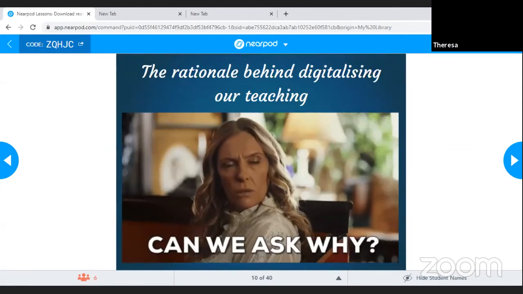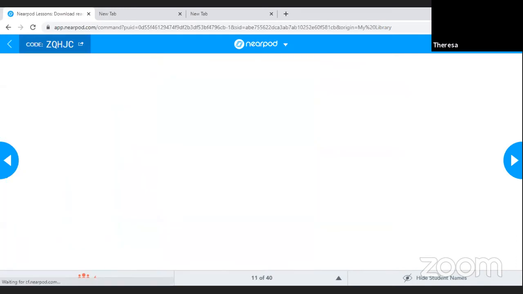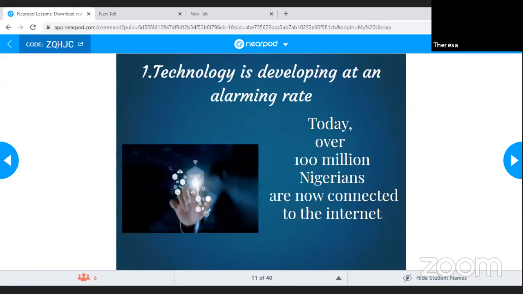Now, you know that our learners are into memes and all these funny ways of addressing everything in life. So I have a meme for you this morning, which is probably where you are at. We need to understand that there is a rationale behind digitalizing our teaching. And your question may be, why? And if that is you, I completely understand. So let me provide you with some answers.